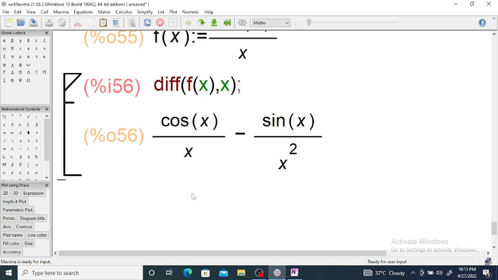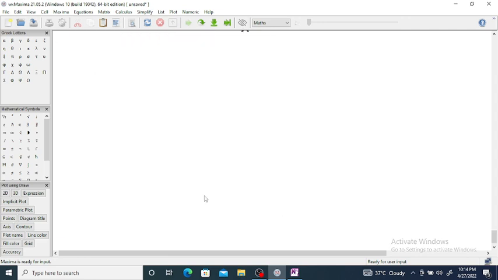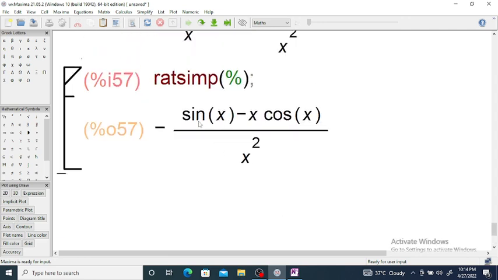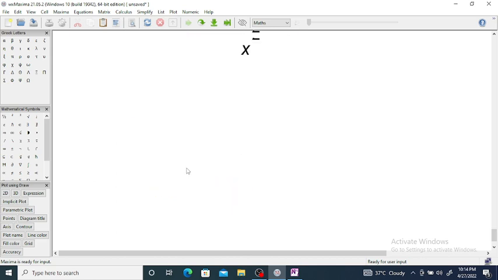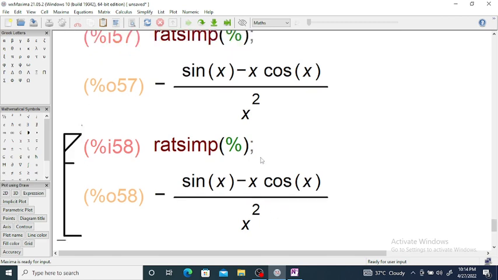As we know, to simplify this function, just enter ratsimp, and since it is the previous command, just enter percent, and you will get x cos x minus sin x divided by x square, since there is a minus sign outside. To simplify further, ratsimp percent. We are going to check whether it is simplifying or not. No, it is not simplifying further. So this is the final answer.